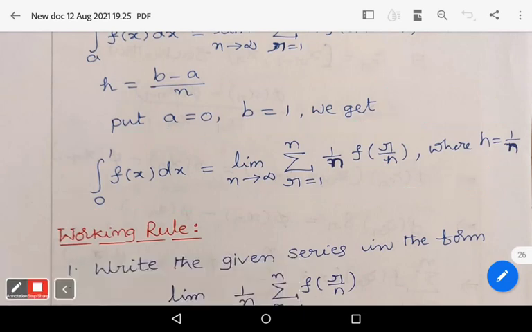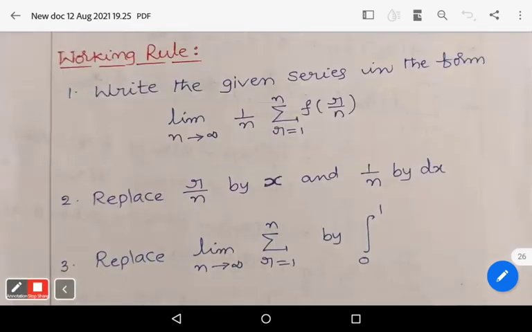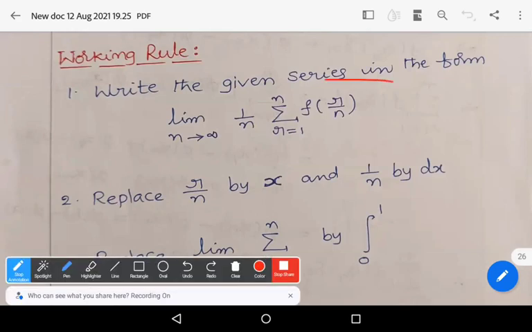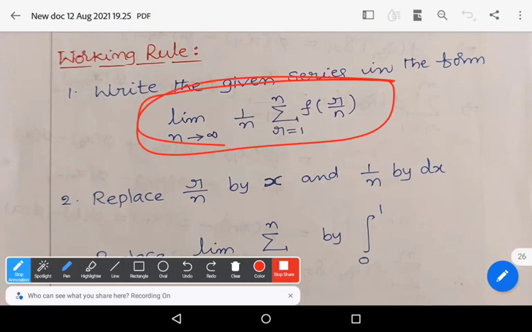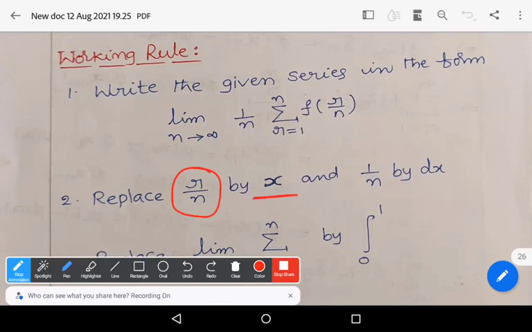So, working rule. To solve the problems depending upon this method, we use the following steps. First, write the given series in this form: limit n tends to infinity 1 by n summation r equals 1 to n f of r by n. Whatever the given series may be, you can put that series in this form. And replace r by n by the variable x.